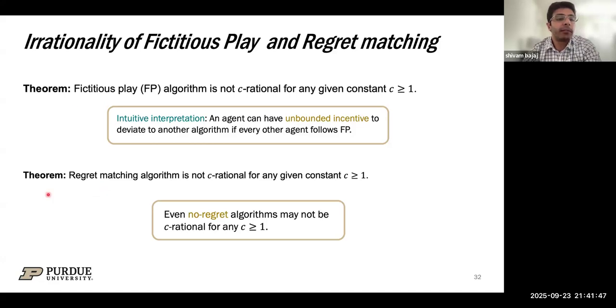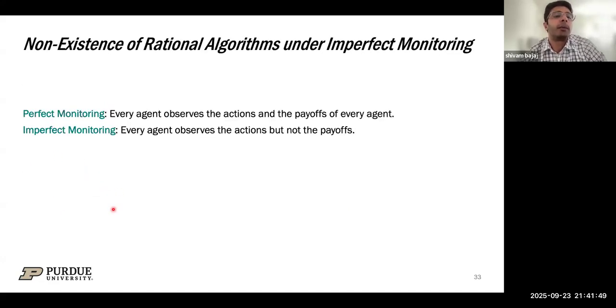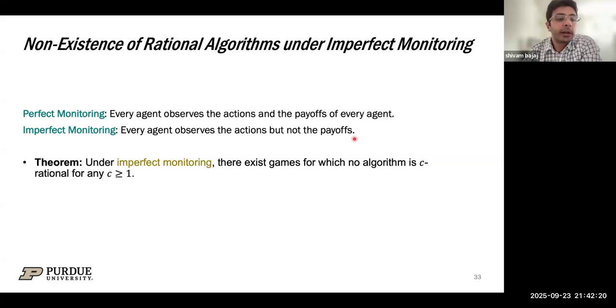Okay. Now, once we have these negative results, the next thing we wanted to understand was under what information setting do these algorithms exist? So I will be considering two information settings in this talk. The first setting is perfect monitoring. What this means is that in the perfect monitoring setting, every agent observes the actions as well as the payoffs of every other agent. Okay. The imperfect monitoring setting, on the other hand, is the one in which every agent observes the actions but not the payoffs of the other agents. And what we are able to establish in our work is that under imperfect monitoring, there are classes of games in which these algorithms do not exist.